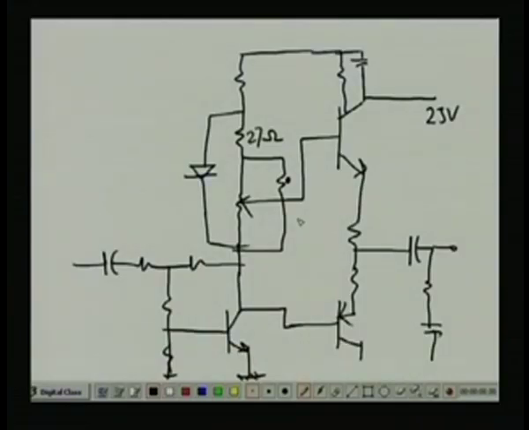Because there is feedback there, initially it may go into the oscillatory region. So to stabilize this, we use a thermistor. And this ends lesson 7 of industrial instrumentation.